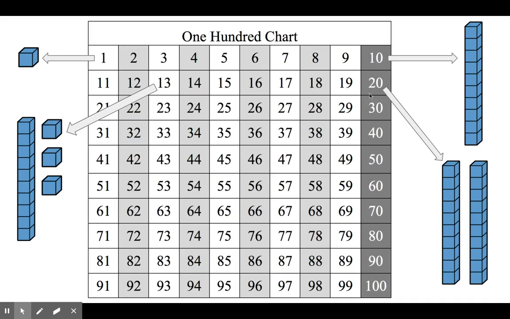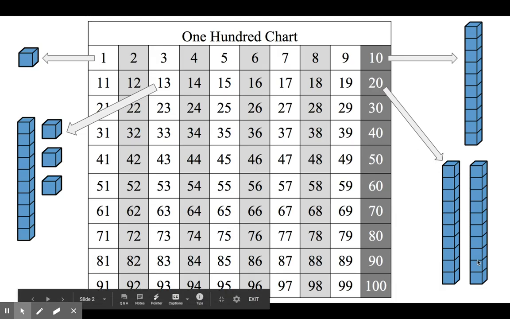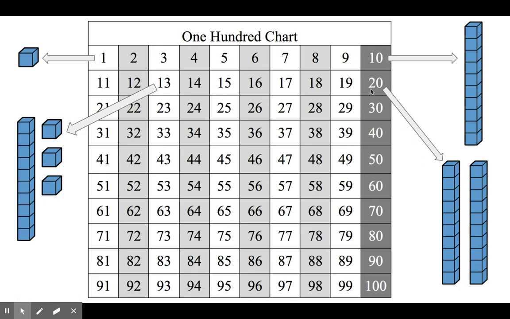Now 20, the number 20, is represented with 2 tens. This number 2, the 2 digit, is 2 tens, and this 0 represents 0 ones. So we can say the number 20, or we could say 2 tens.